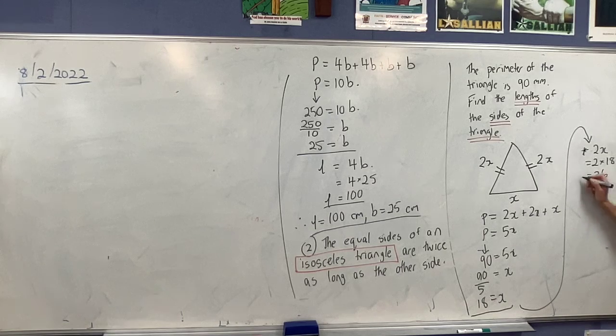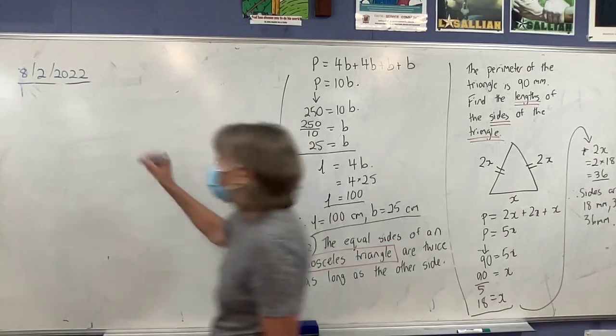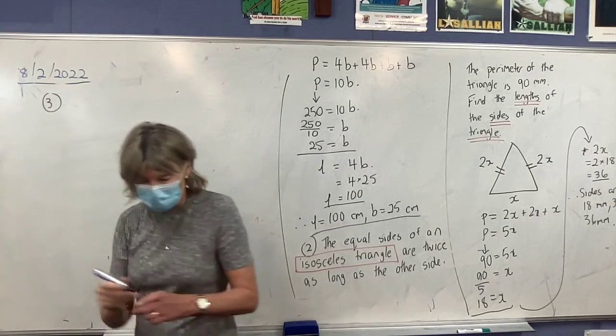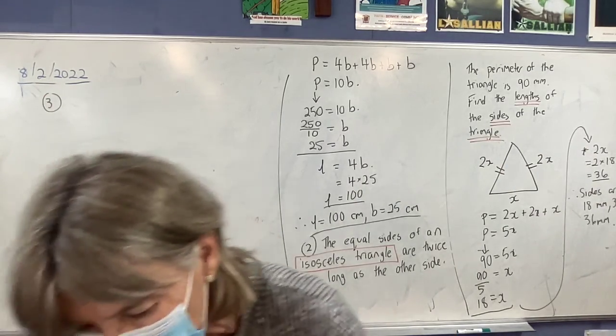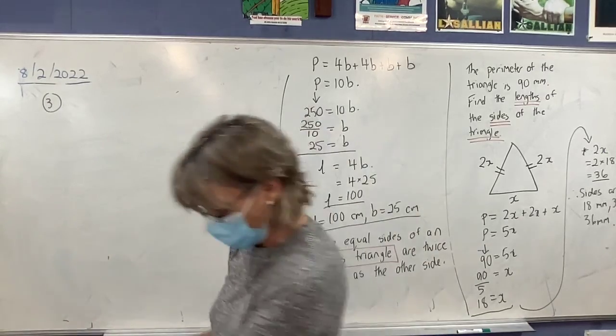And then you want to finish everything off. Okay, so therefore the sides are 18 millimetres, 36 millimetres, 36 millimetres. Make sure you finish it correctly. Any questions? Okay, number 3. Copy this down. It's a different sort of question. We're going to jump around to different types now.